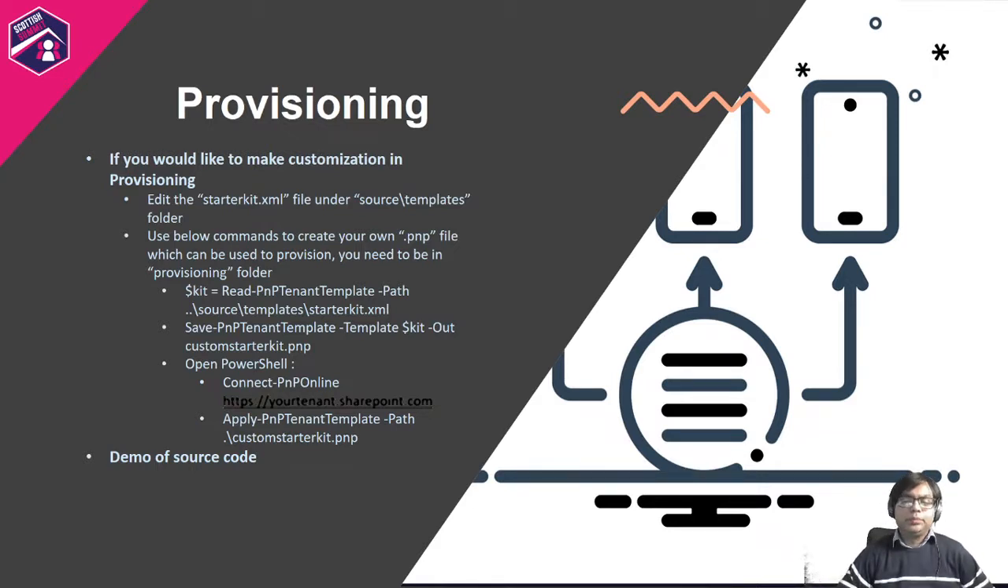So this solution which we have here, the starter kit, can actually be used to provision or create a provisioning engine of your own. So what we need to do is that there is a file called starterkit.xml in the folder source templates, and that is what you need to edit. So let's have a look at the source code first, and then I'll come to what commands you need to run.